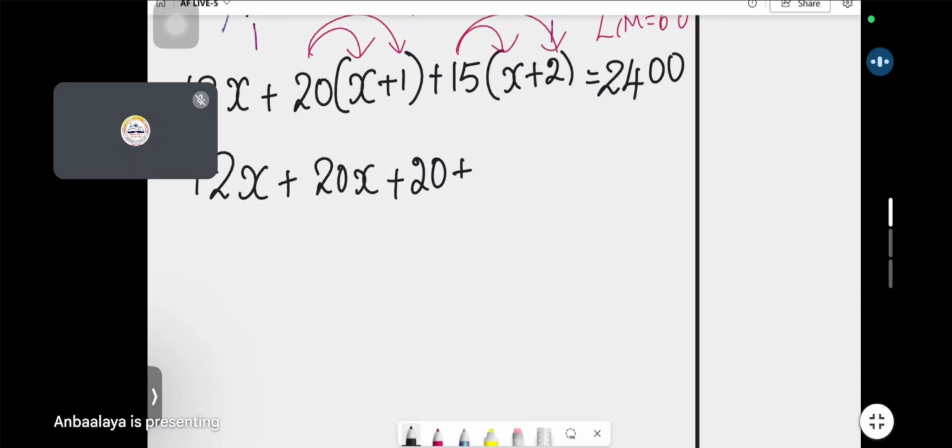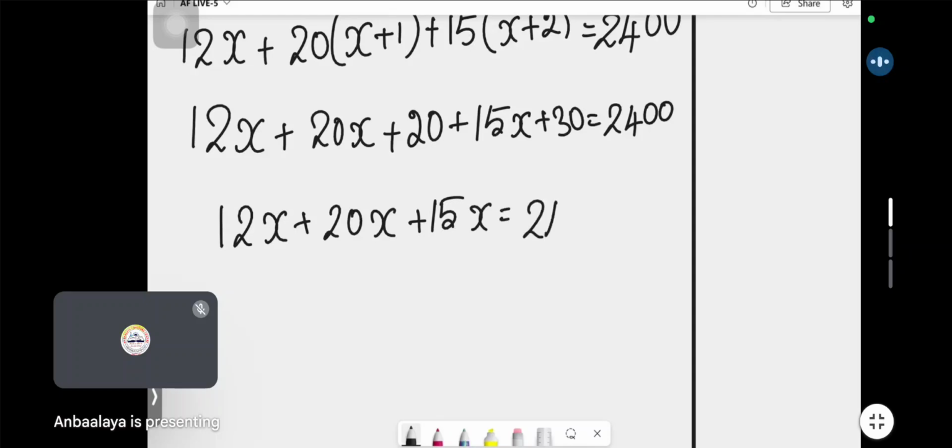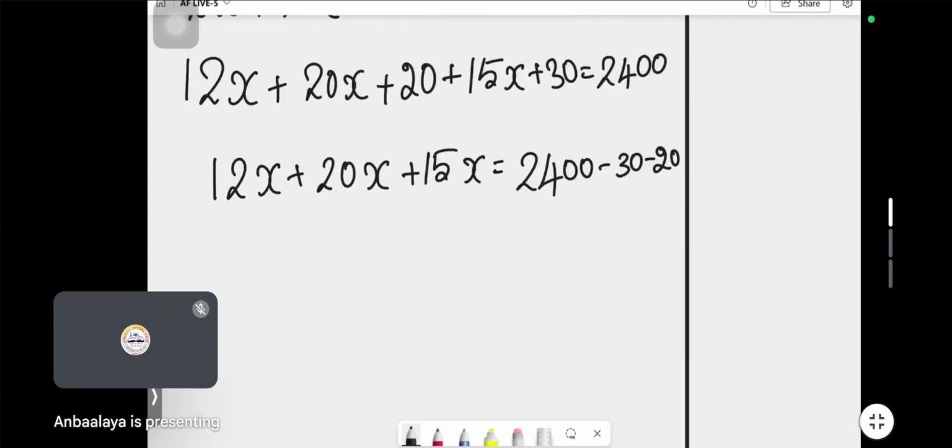Okay, here tell me. 15x plus 30. 15x plus 30 is equal to 2,400. Keeping variables on one side and constants on the other side, we have 30 to the right. 15x plus 20x is equal to 2,400 minus 30. Here we have 20x, minus 30.